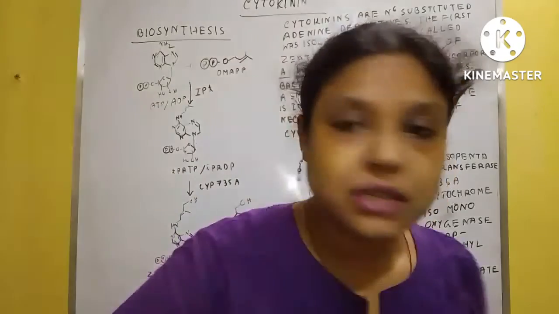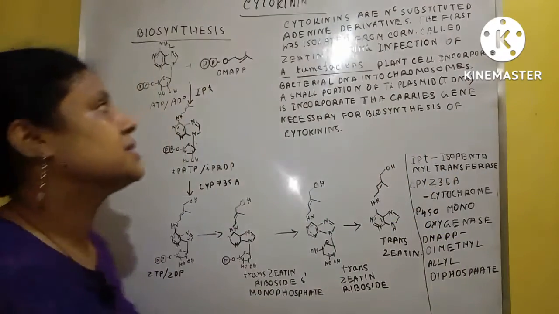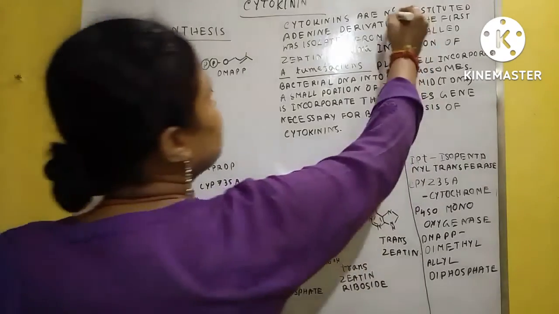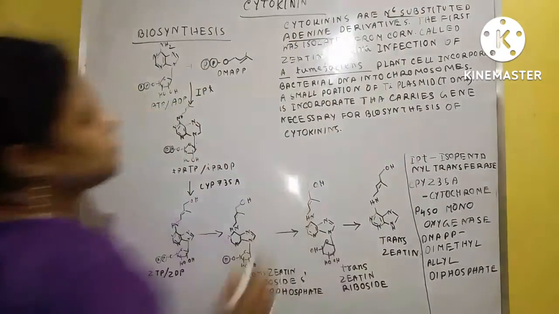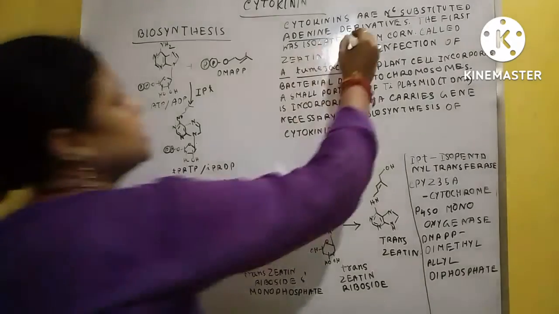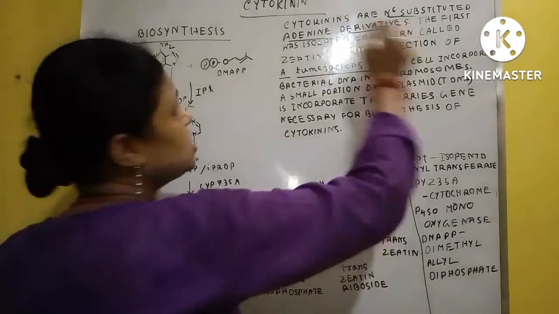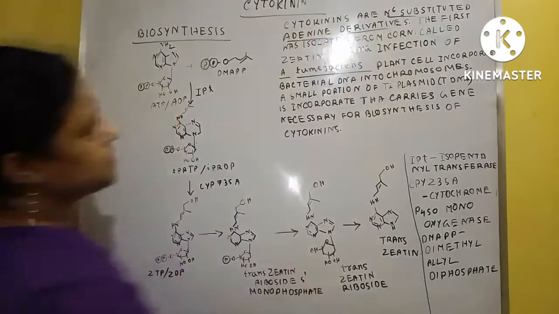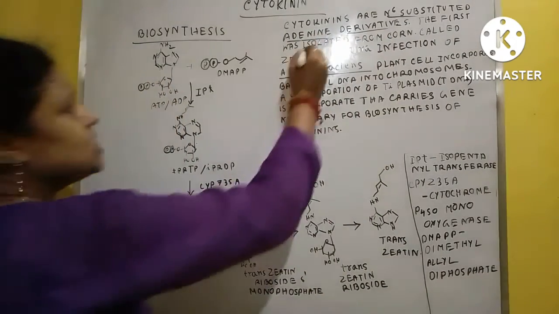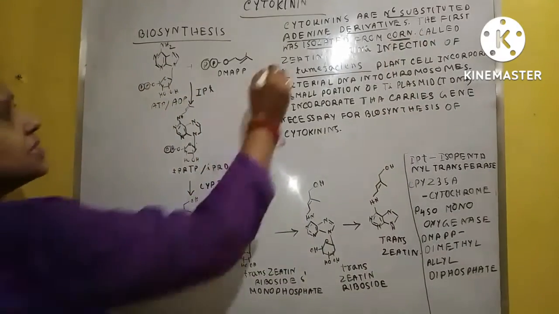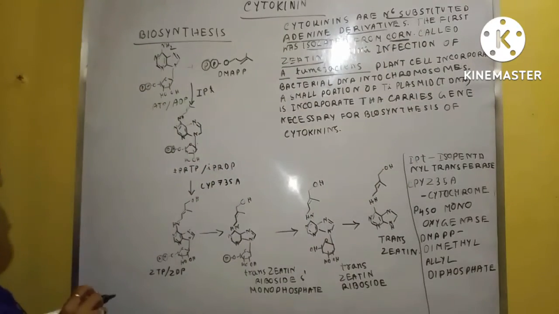Okay, let's start the cytokinin. What is cytokinin? Cytokinin is actually the N6 substituted adenine, adenine derivatives. These are actually nitrogen 6 substituted adenine derivatives. And at first it was isolated from the corn and it was called the zeatin. Okay, it was called zeatin.